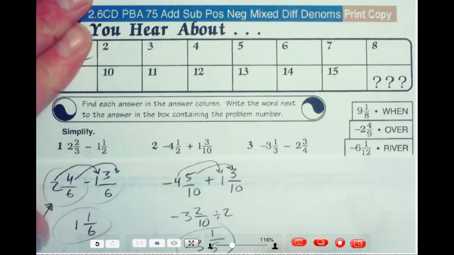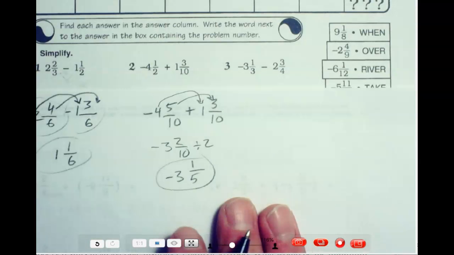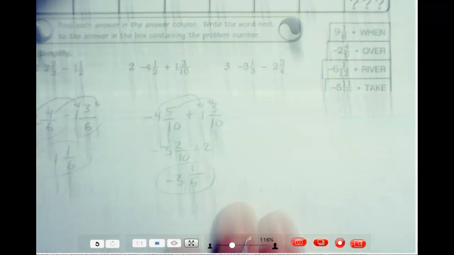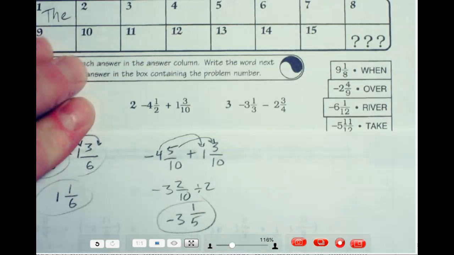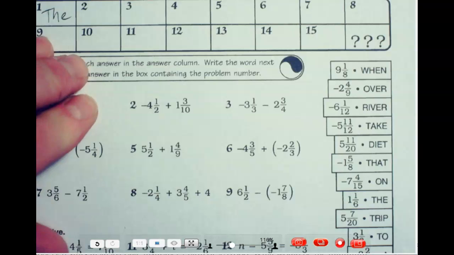Slide that up so you can see just a touch. And actually, I got to go down a little. And then we'll just see if we can find negative 3 and 1/5 on here. Yep, it's right down here. The big.